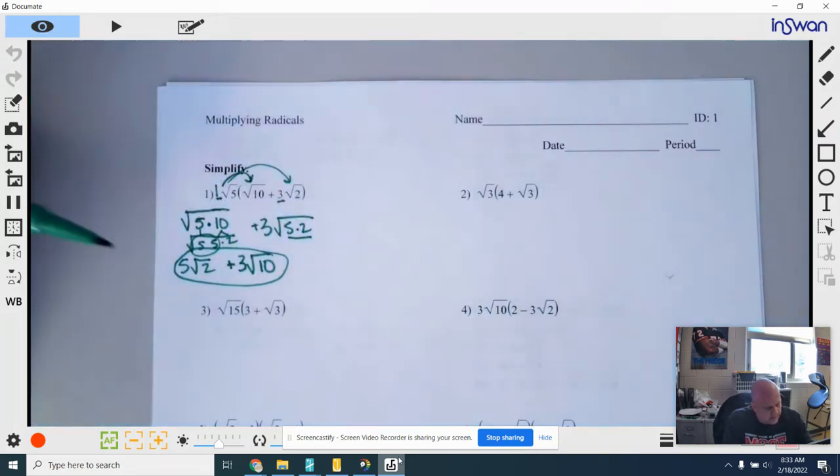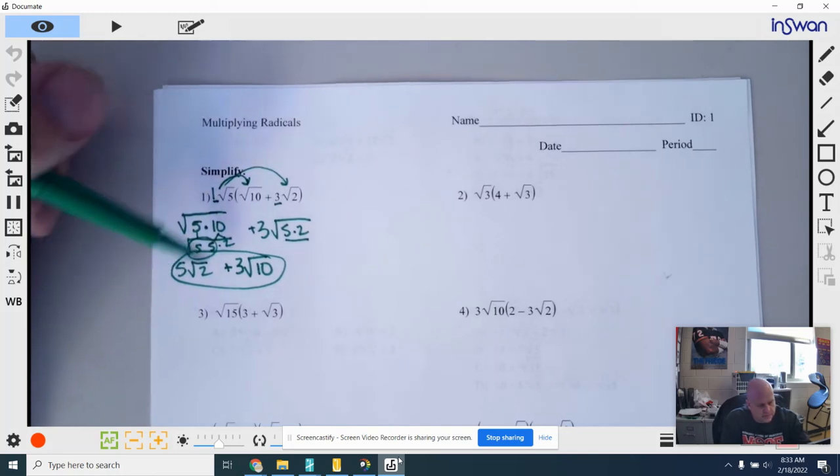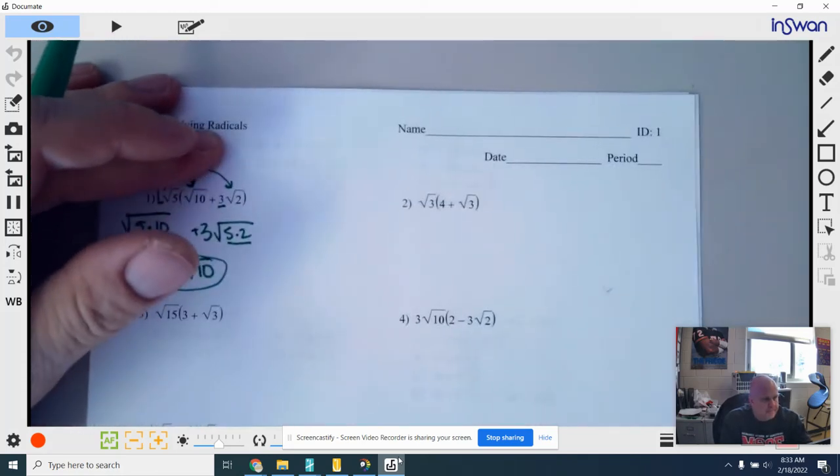Okay, and again, it doesn't really matter how you write it. You could have written 3 root 10 plus 5 root 2. But that's our final answer for that one.